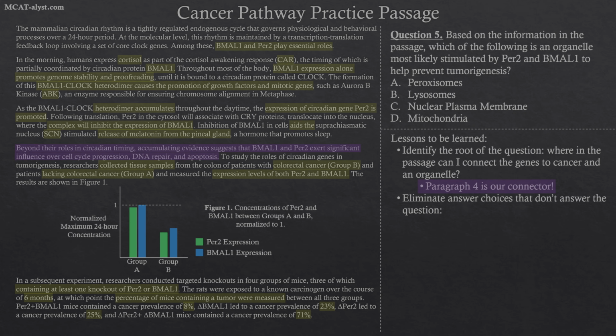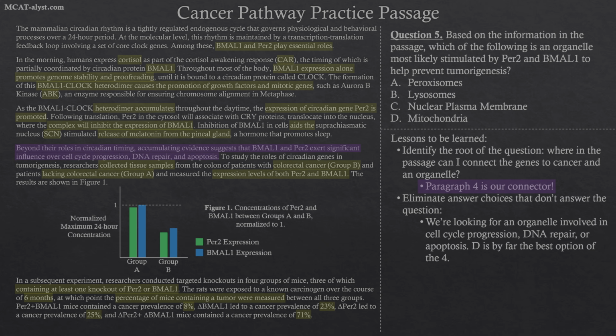But in that fourth paragraph that directly connected these two genes to cancer, they mentioned apoptosis. The mitochondria is the organelle that is largely responsible for apoptosis. Cells that have malfunctioning mitochondria or lack it at all really struggle to undergo apoptosis. So here they are telling us that BMAL1 and PER2, even though they don't give us an explicit way that they affect apoptosis, have some sort of hand in apoptosis, which is conducted by the mitochondria. D is going to be the best option of the four.